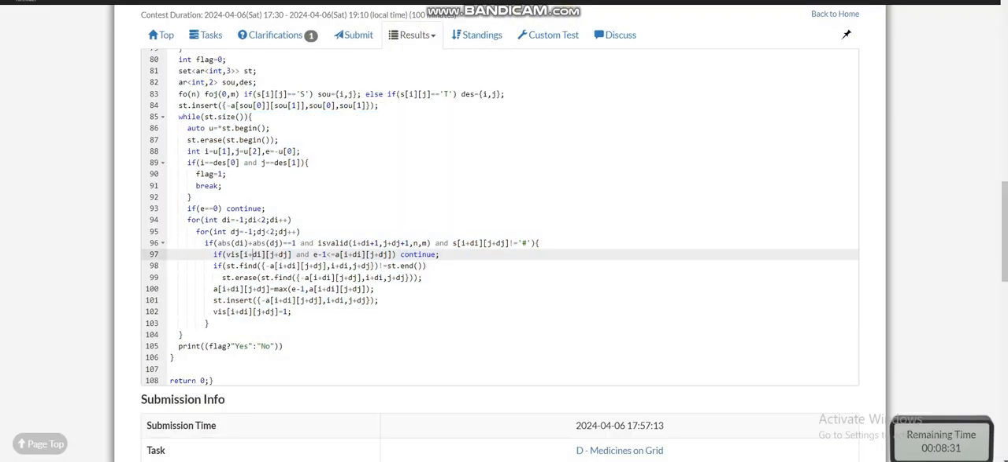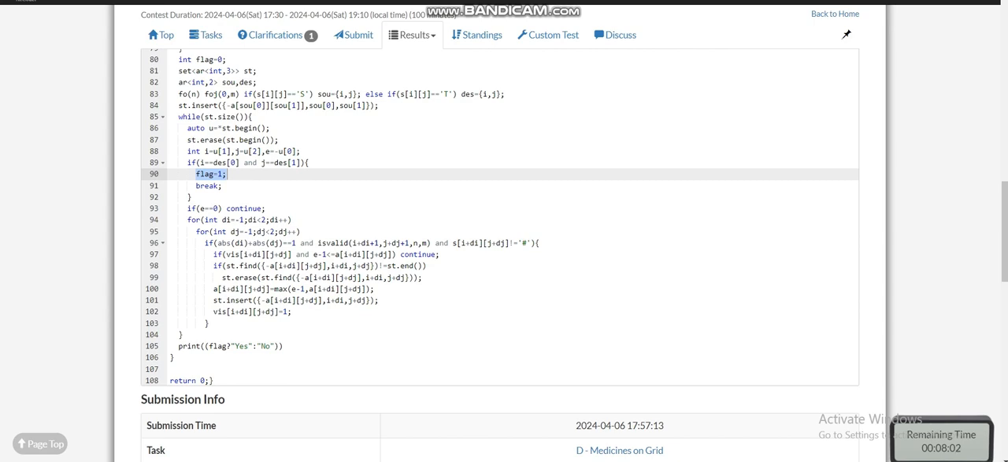So here, what I am doing is taking the first value of the set. The first value of the set will be the cell with maximum health. Okay, and we are erasing the cell from the set. Now here I am just decoupling it. I, J, and E is nothing but our health, you can say. Now, if I, J is the destination cell, we mark the flag as 1 and break. If flag is 0, then our answer will be no. If flag is 1, our answer will be yes.